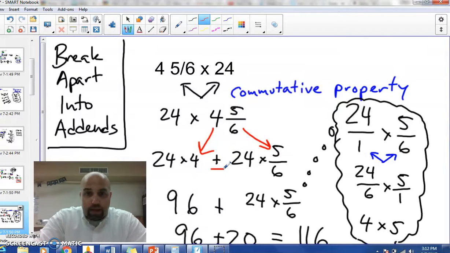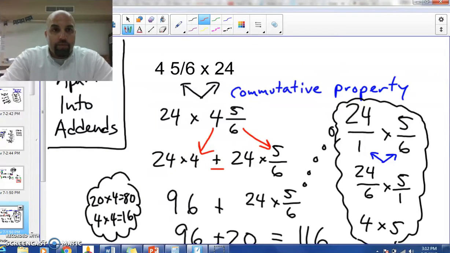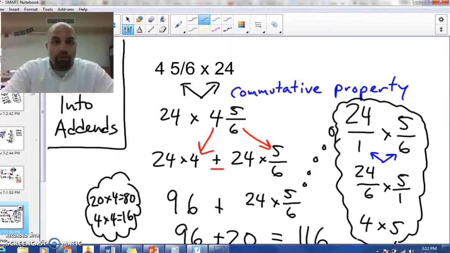Okay, so now what do I do? Well, 24 times 4. If I move myself back up to the corner, breaking apart, I know that 20 times 4 is 80, and 4 times 4 is 16. I can add them together to get to 96. And then I have to do 24 times 5/6.